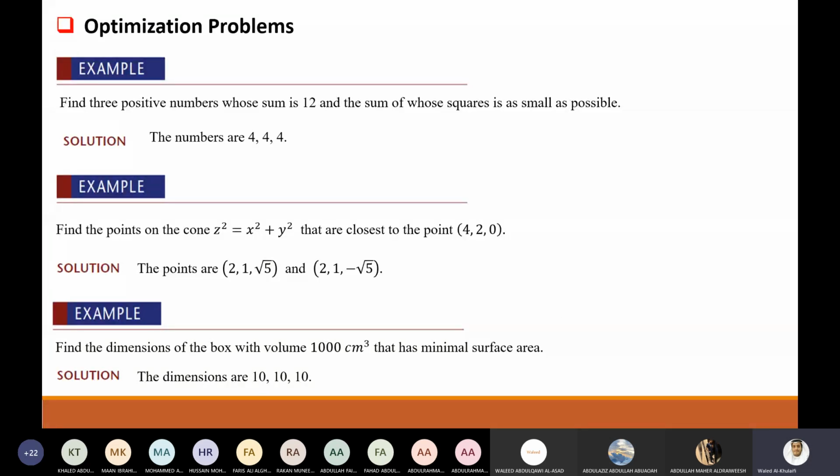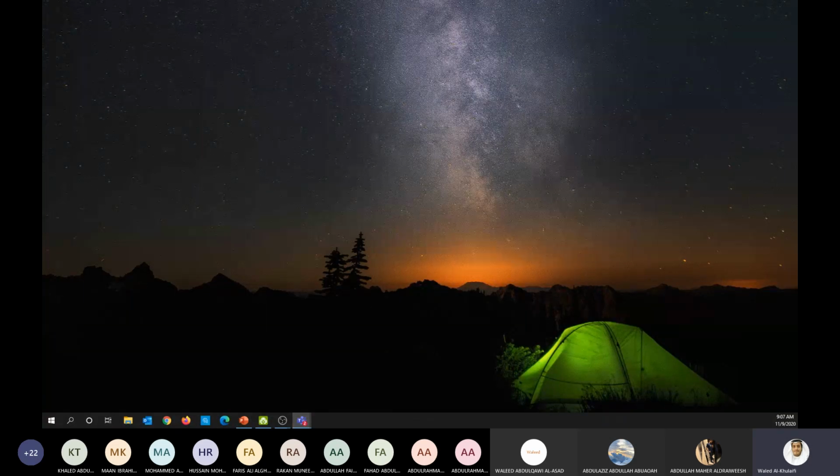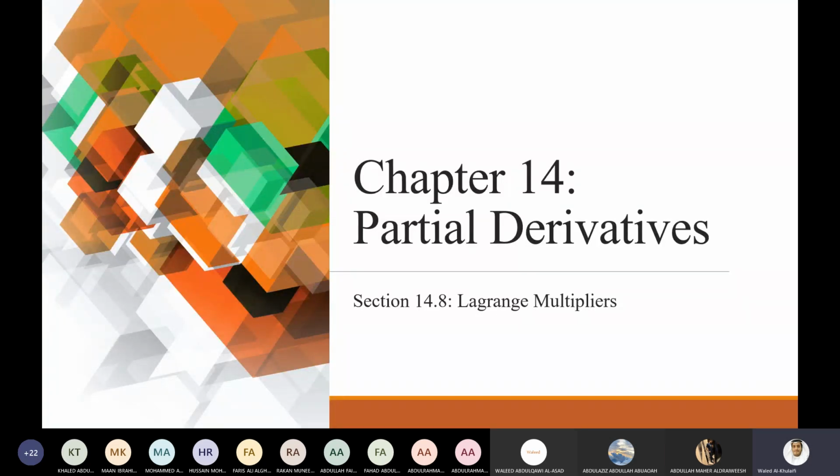Okay guys, so we are done with these. Now we move to this section. But keep in mind, guys, that the material of the coming online assessment is up to the end of section 14.7. This section, which we're going to come to, is not included. Section 14.8 is not included in the coming online assessment.